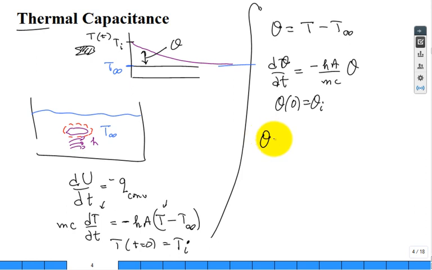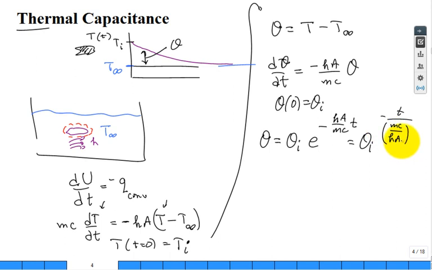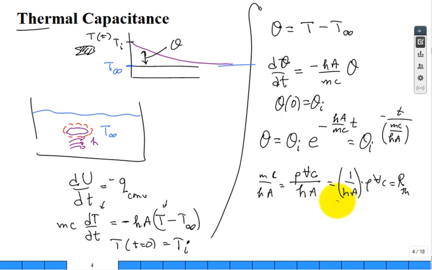So you get that the solution is theta equal to theta initial e to the minus, and then what do we have here? We have hA divided by mc times t. Or you could put it like this: theta initial e to the minus t divided by mc over hA. So this mc over hA, I'll rearrange it a little bit. The mass is the density times the volume. The specific heat, we have the convection, and we have this area. So 1 over hA times rho Vc. This is the thermal resistance, 1 over hA. That's our convective thermal resistance. And so our thermal capacitance must be rho cV.